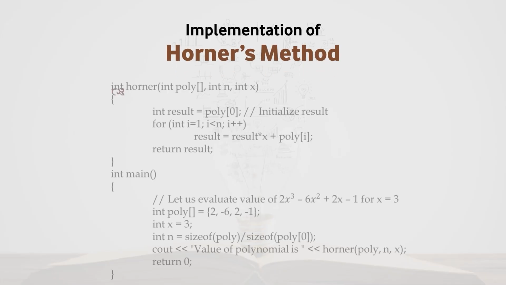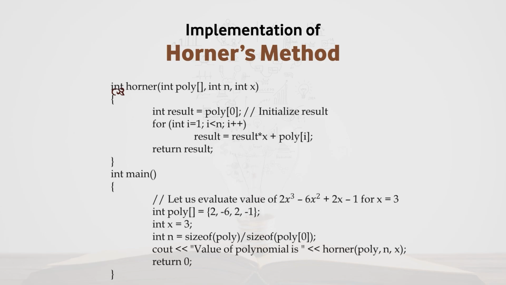Implementation of Horner's method. We put result equal to poly 0, so the value will be 2. Then for i equal to 1 to n, i plus plus, result equals result into x plus poly i, and finally we get the result. Initially the result is 2. For i equal to 1, poly 1 is minus 6. So result will be result into x plus poly 1, that is 2 into x minus 6. So the result will be 2x minus 6.